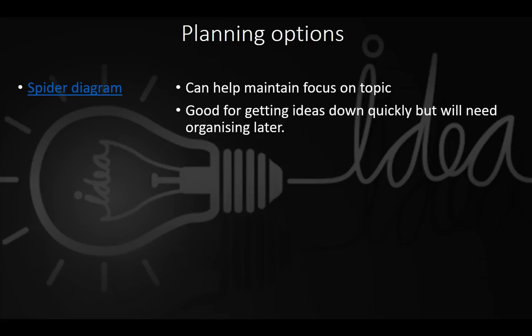Okay. The problem with that is that although it's good for getting ideas down quickly, you will need to then go back and organise those ideas later into the 4 or 5 paragraphs and add extra details on there. So let's have a look at a spider diagram plan for the task 5 that we looked at, the one that was asking you to write about learning to do something new.